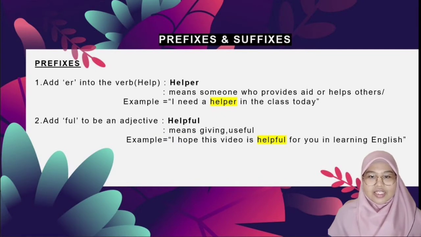Okay, let's look at some prefixes and suffixes that are commonly used to turn this root word into other useful words. First, we can add er to help to make helper, which means a person who helps others. For example, I need a helper in the class today. Second, we can turn help into an adjective by adding ful to make helpful. This word describes something which helps people. For example, I hope this video is helpful for you in learning English.